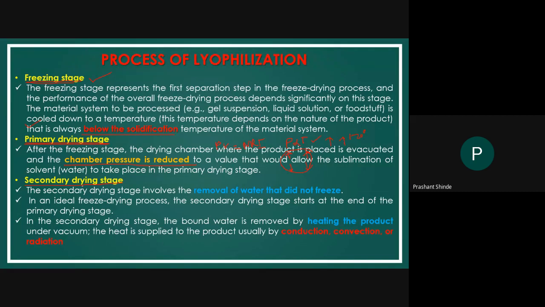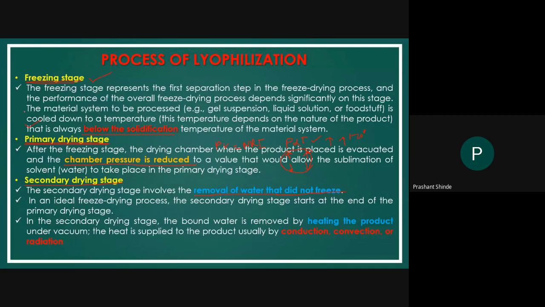Now, basically in the secondary drying stage, we are going to remove the water that did not freeze. It is also known as the unbound water removal stage. Unbound water means, in the freezing stage, you are going to freeze the water molecules present in the sample. But sometimes the water molecules are attached to some functional group, for example an amide group, or to a water molecule present in a protein molecule. So it's very difficult for that water molecule to freeze.